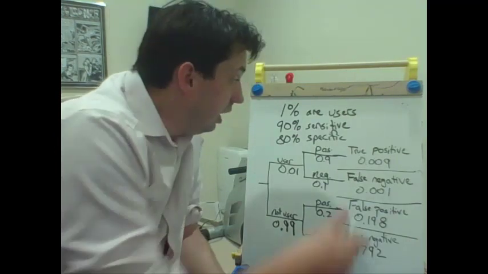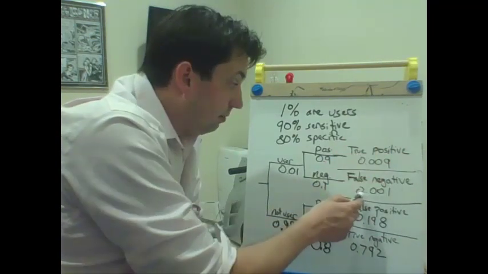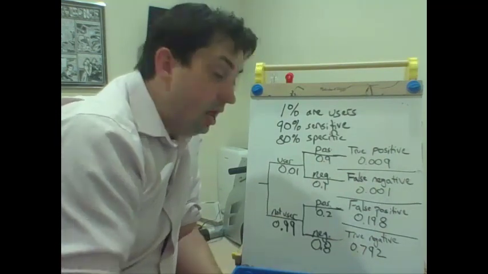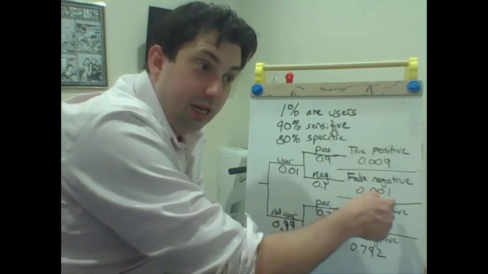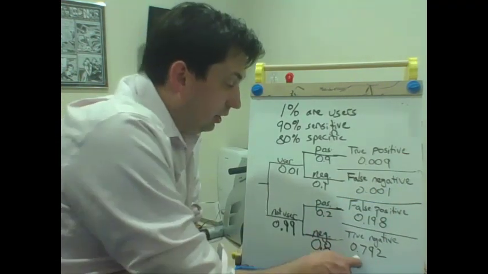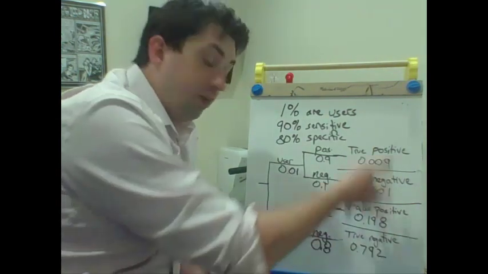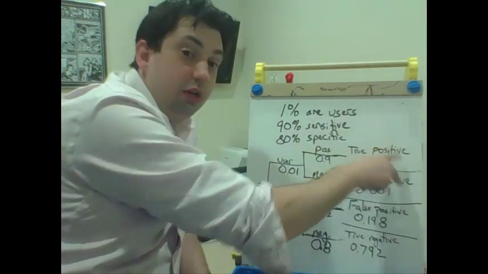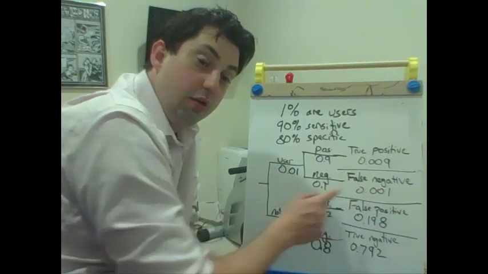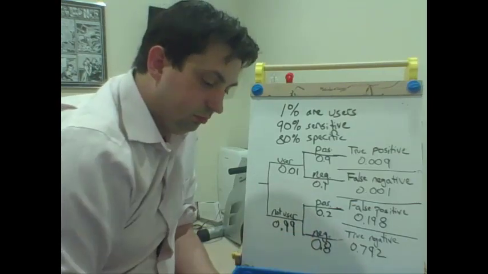So in this particular example, a 0.009 chance of a true positive, a 0.001 chance of a false negative, a 0.198 chance of a false positive, and a 0.792 chance of a true negative. So of course, if we add all these up, they get 1. If we add these two together, then we have a 1% chance, 0.01 for these drug users. If we add these two together, then we have a 99% chance, or 0.99 for the non-drug users.